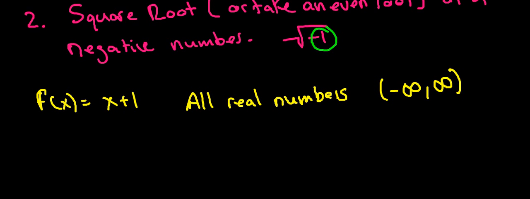So let's look at a different example where we're going to get something that is not all real numbers. So f of x is equal to, say, the square root of x.